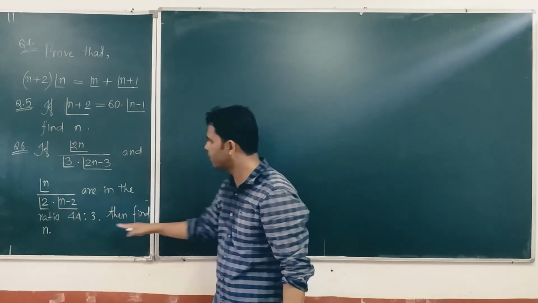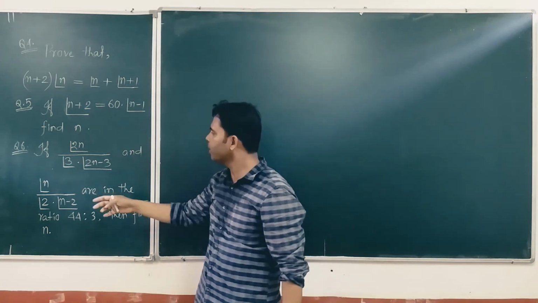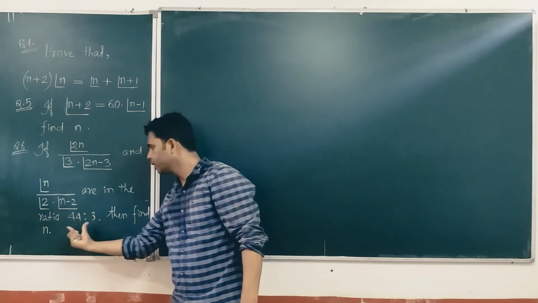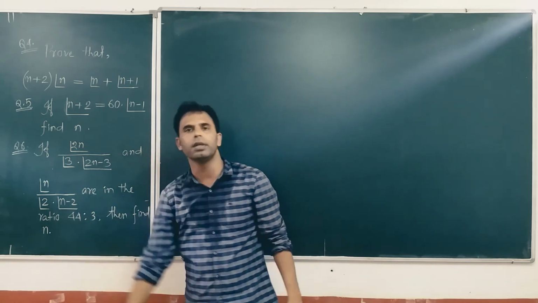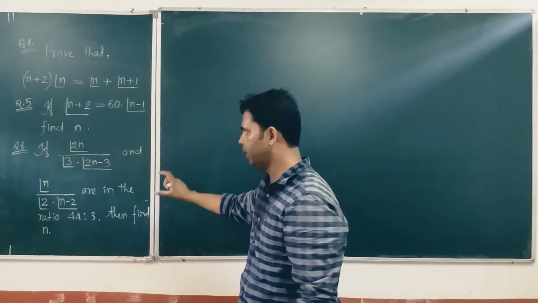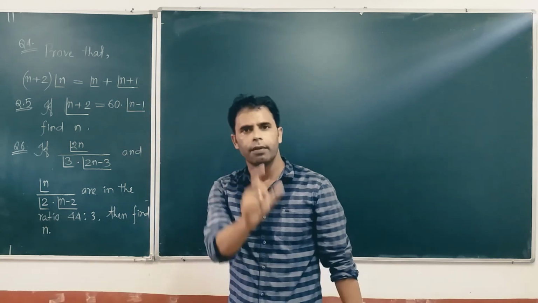44:3, then find the value of n. The third question will take a little longer, but the first two questions, number 4 and number 5, are very simple.